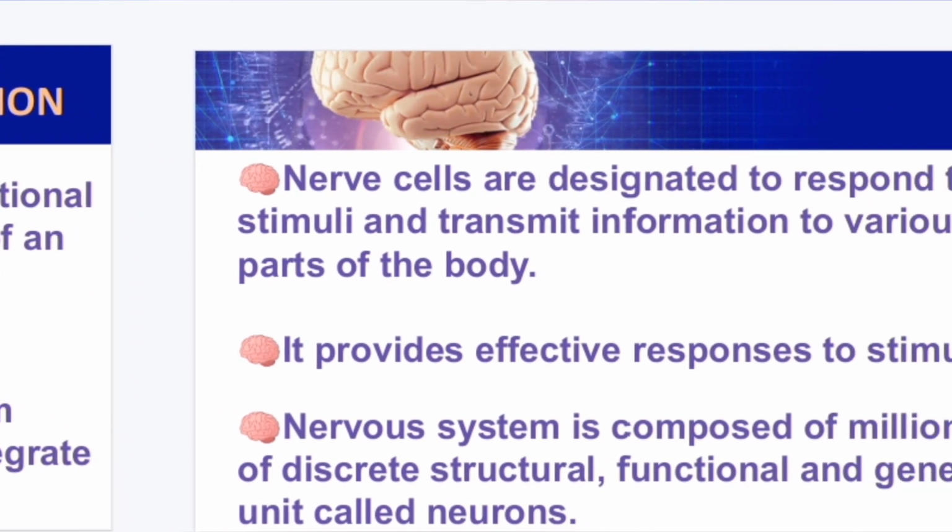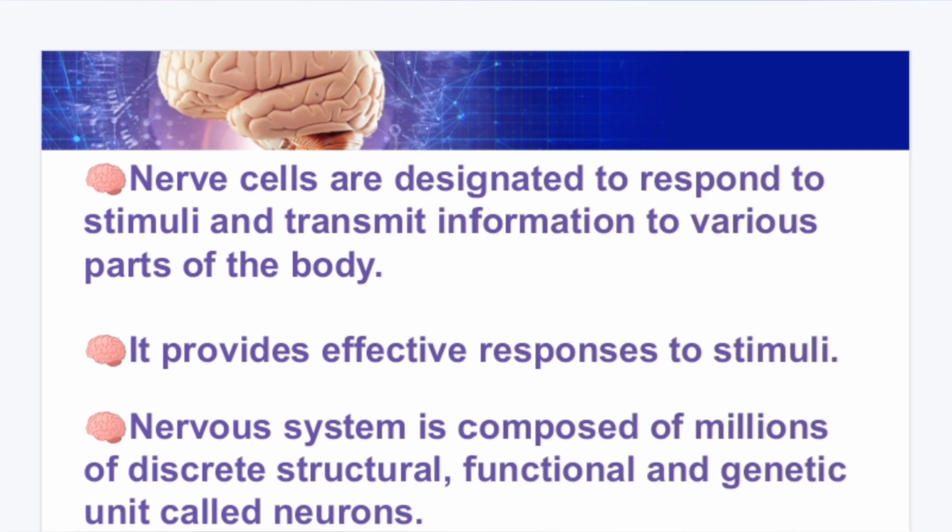The nerve cells are designed to respond to stimuli and transmit information to various parts of the body. It provides effective responses to stimuli. The nervous system is composed of millions of discrete structural, functional, and genetic units called neurons. So as I already said, the nerve cells are designed to respond to many stimuli that occur from outside the body as well as inside the body, and this information is transmitted to various parts of the body, and can be seen as a movement originated from effector muscles, for example.